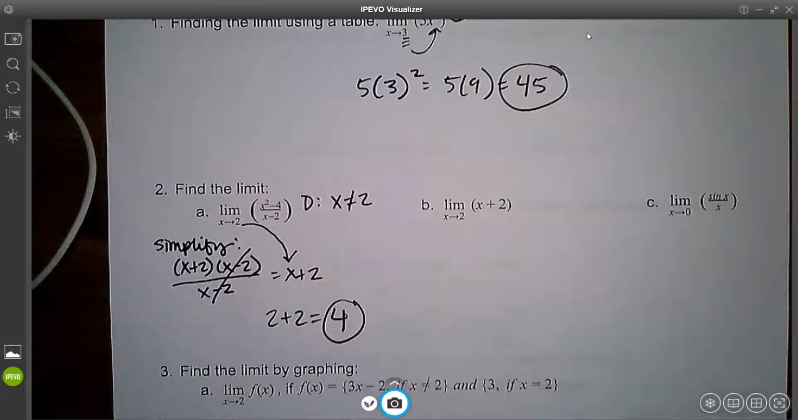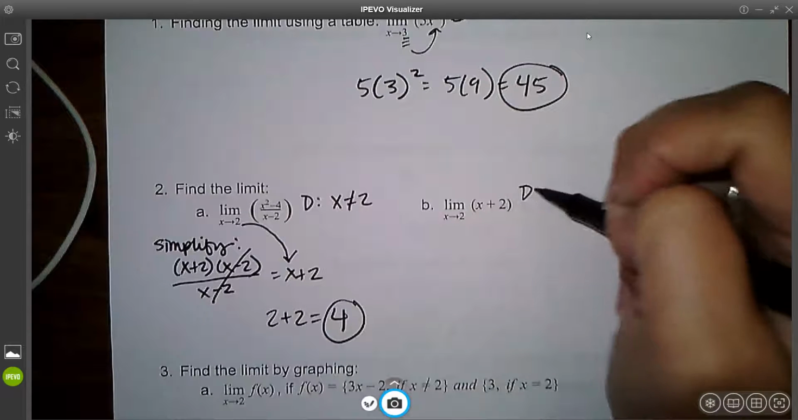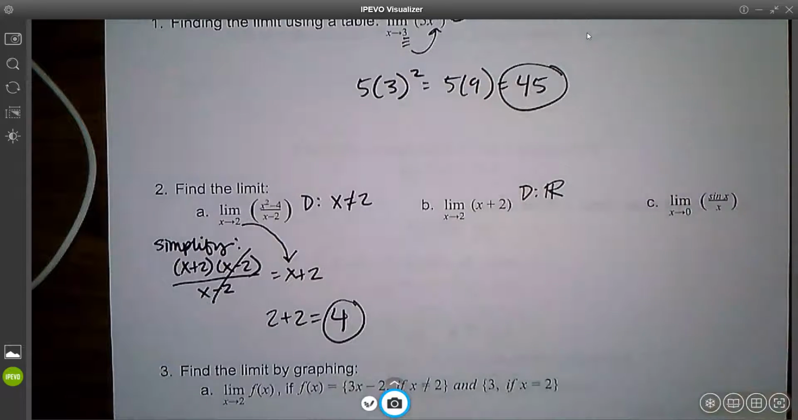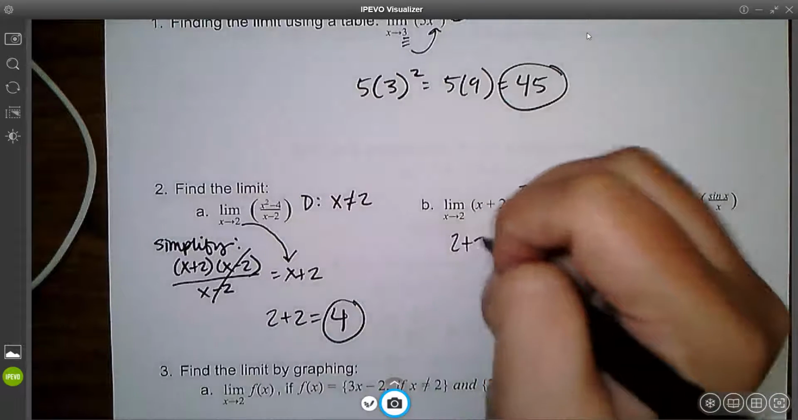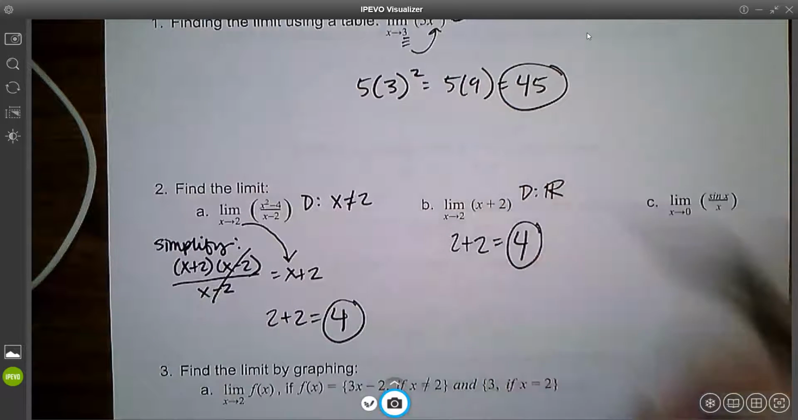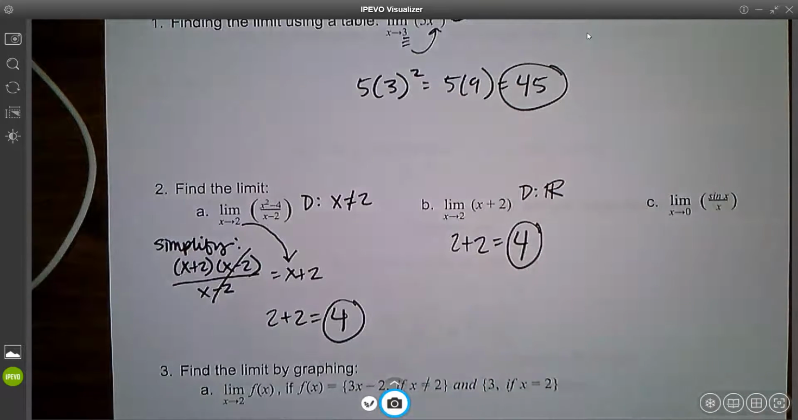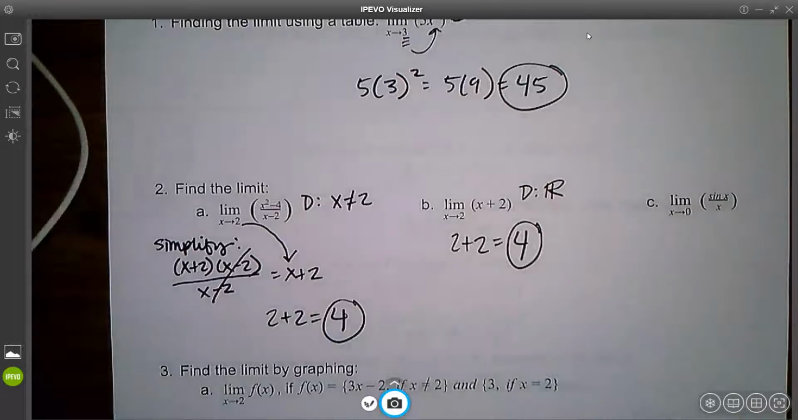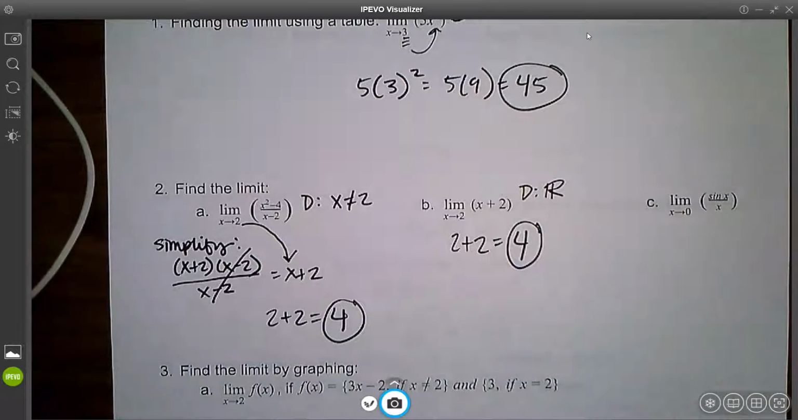You can look at that on a table of values, and I will show you a table in just a second. This one, the domain of that function is all real numbers. It's linear. You can plug in anything you want and get something out. So 2 plus 2 again is 4. Did I lie about this being simple? Not yet. Oh, you're welcome.